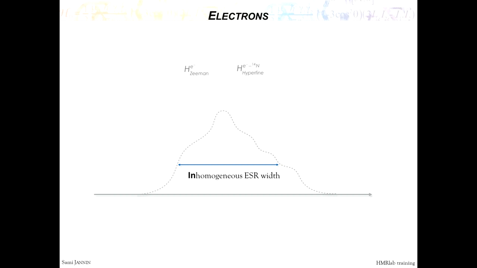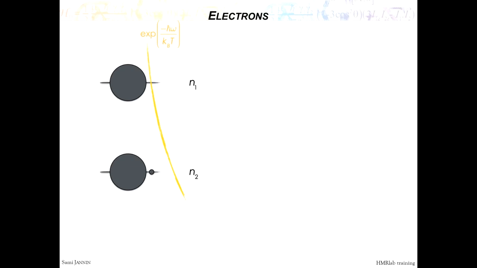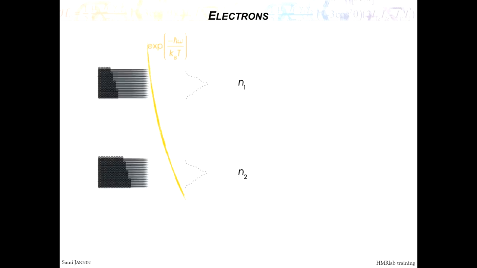So this is our TEMPO line with an inhomogeneous broadening of several hundreds of megahertz. This is represented in terms of energy level. In reality, we don't have two energy levels, we have many energy levels because we have this broadening due to the anisotropy of the hyperfine coupling and the g tensor.